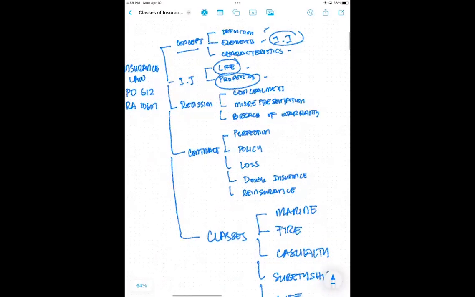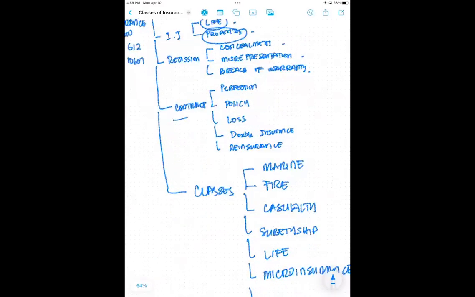And then we discussed the grounds to rescind a contract of insurance. We mentioned there were three grounds: concealment, misrepresentation, and breach of warranty. And then as to the contract itself, we discussed when is the contract of insurance perfected, and the policy, a technical term referring to the contract of insurance. Loss is very important because this is the occasion wherein the insurer will become liable. Also, a discussion on double insurance and reinsurance was made.